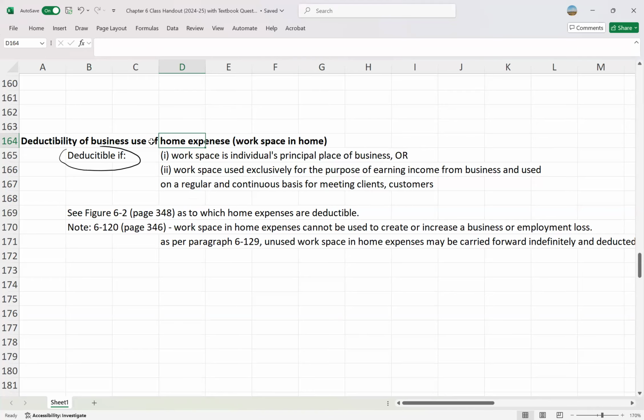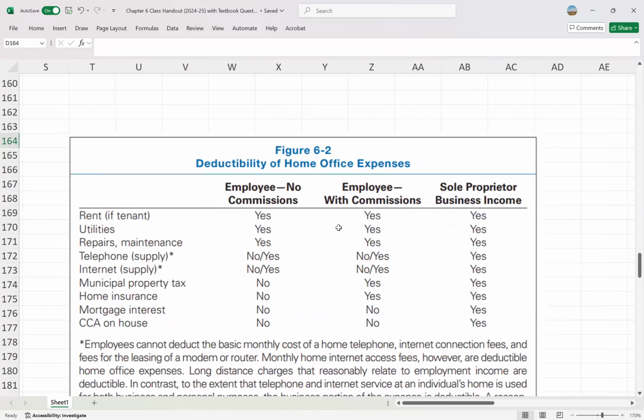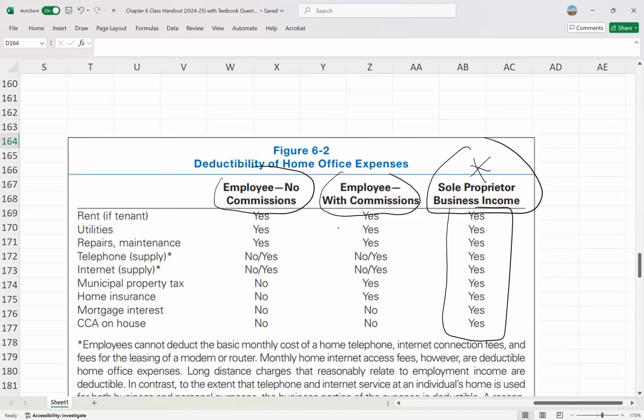Now on figure 6-2, they show us which home office expenses are deductible. And so what I did was I have figure 6-2 here. Now they show us the expenses that are deductible for employees that do not have commission income, employees that do have commission income. And then what we're going to focus on today is if you operate a sole proprietorship and you have business income. So what you'll notice is that what we talked about earlier, you get a lot more deductions for business income than you do for employment income.